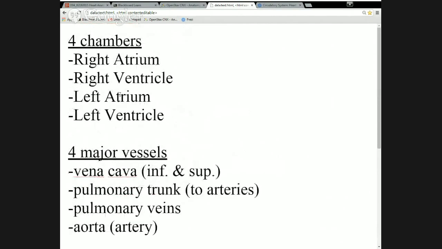Now up here, I actually wrote these two lists out so they correspond. So right atrium is receiving blood from the vena cava. Right ventricle is pumping blood into the pulmonary trunk. The left atrium is receiving blood through the pulmonary veins. The left ventricle is pumping blood into the aorta.